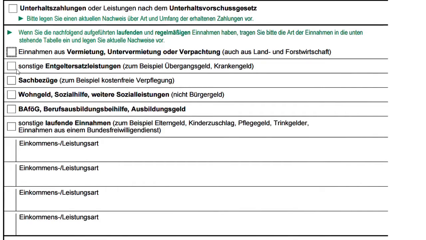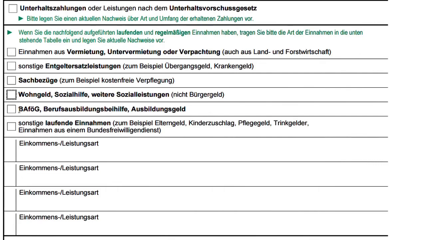If this person has other salary replacement benefits, for example transitional benefits or sickness benefits, you mark here with a cross. If this person has non-cash benefits, for example a free catering service or free meals, you mark here with a cross. If this person gets housing benefits or other types of social benefits other than citizenship benefits, you mark here with a cross.